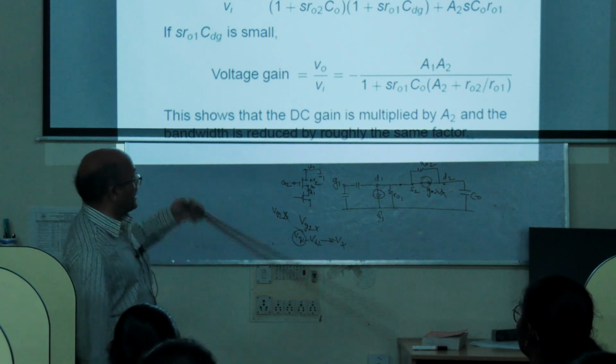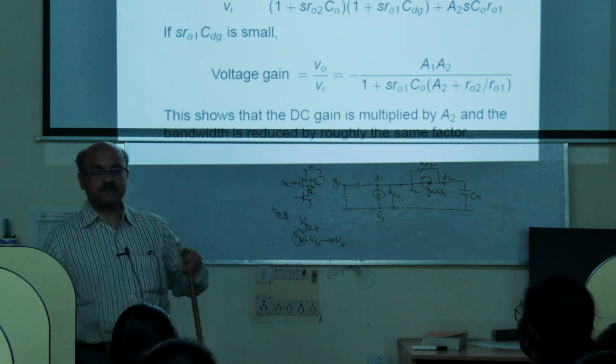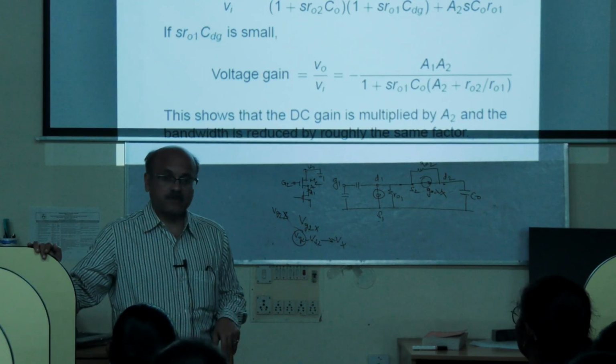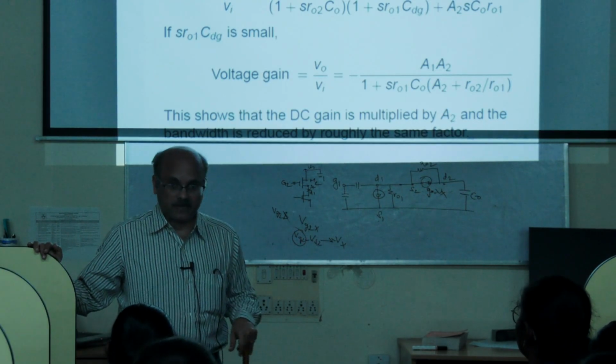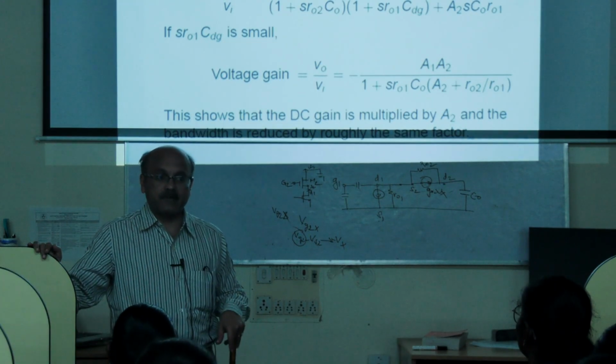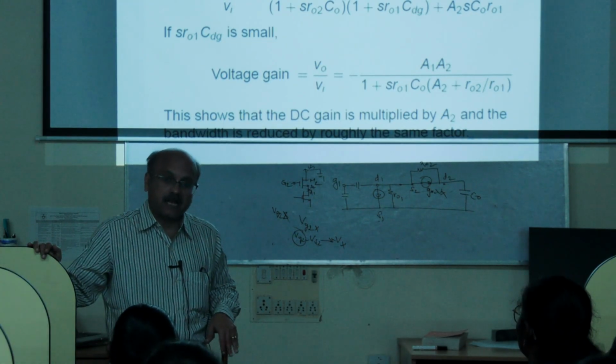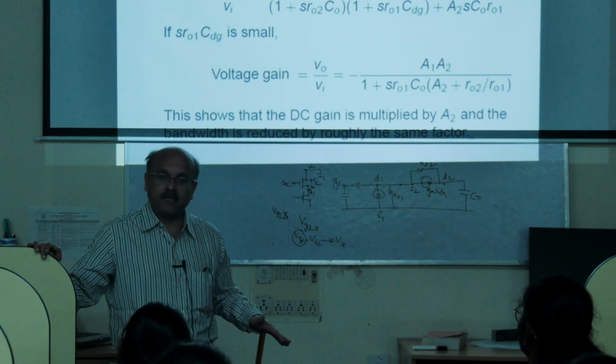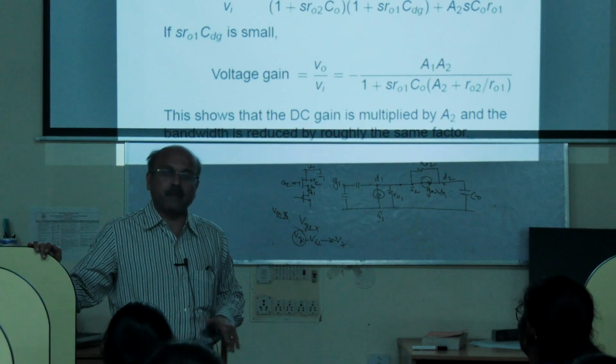Now the DC gain is multiplied by A2, whereas the bandwidth is reduced by A2. This is the 3 dB bandwidth. But when it comes to the unity gain bandwidth, it is GM by CL. GM effective is GM1 only, so GM1 by CL only. Therefore, unity gain bandwidth remains the same.